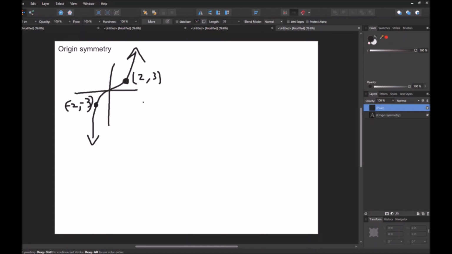So in order to prove this, we have to replace every x and every y with their negative counterpart and evaluate the equation and see if we get an equivalent equation out of that. So we're going to replace all of our y's with negatives and all of our x's with negatives of that sign. So y becomes negative y, x becomes negative x. So we have negative y equals negative x over negative x squared plus 1.